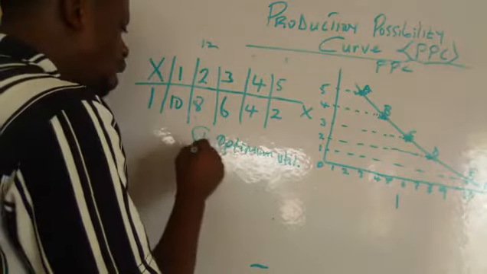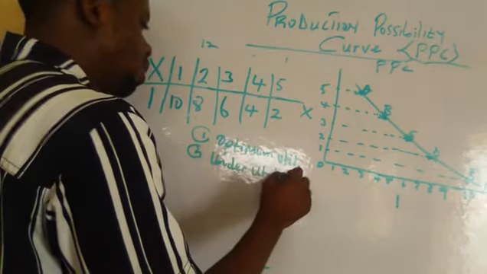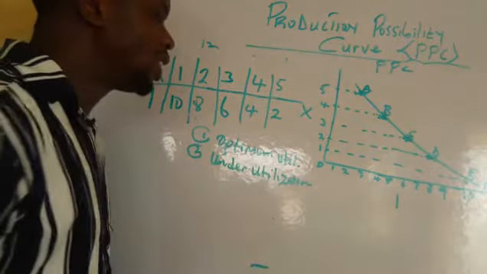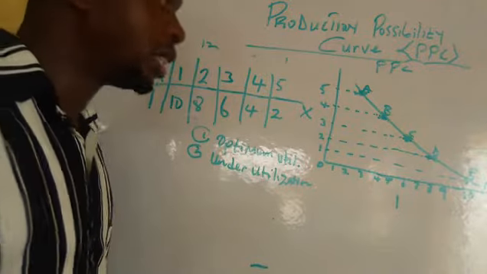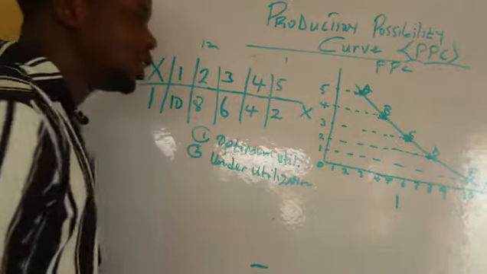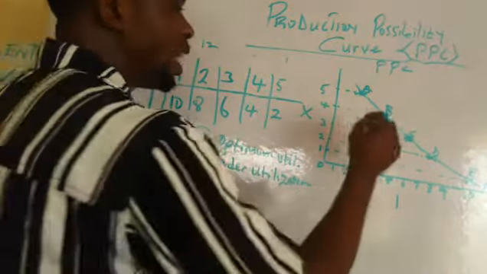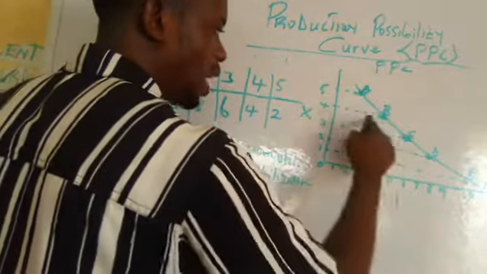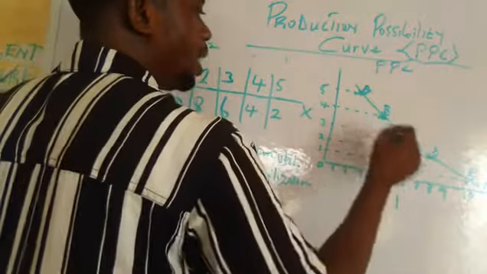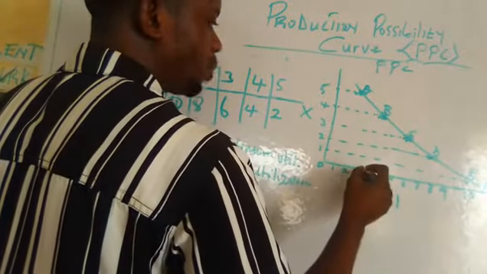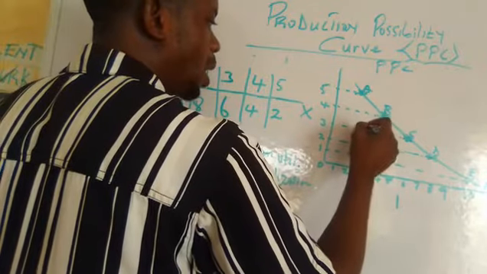And we also have underutilization. Underutilization is a situation whereby all the resources are not fully utilized. And this is going to be shown by any point under the curve. So when you see any point under the curve, this is the curve here, any point under the curve indicates underutilization. For instance, now let me pick this point. Let's say this is G.